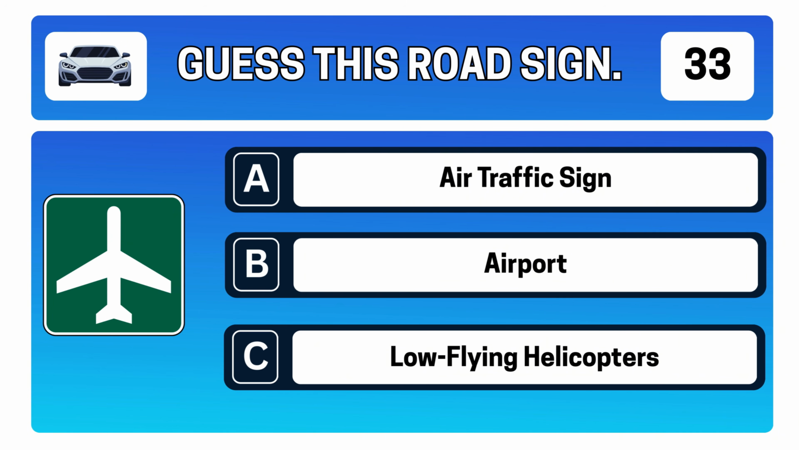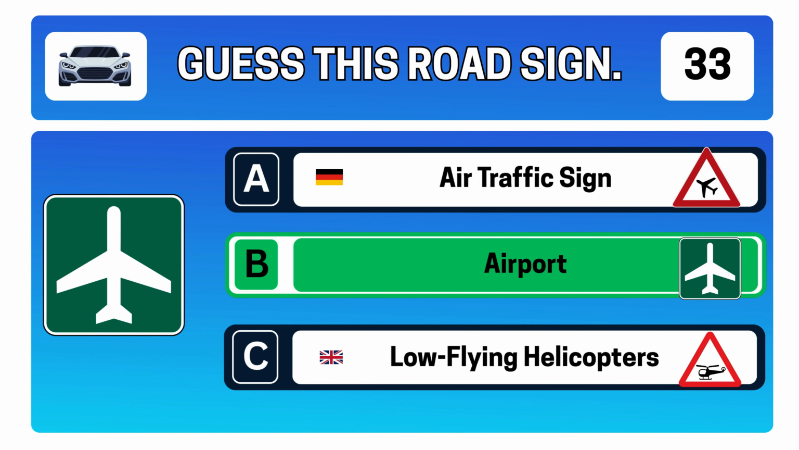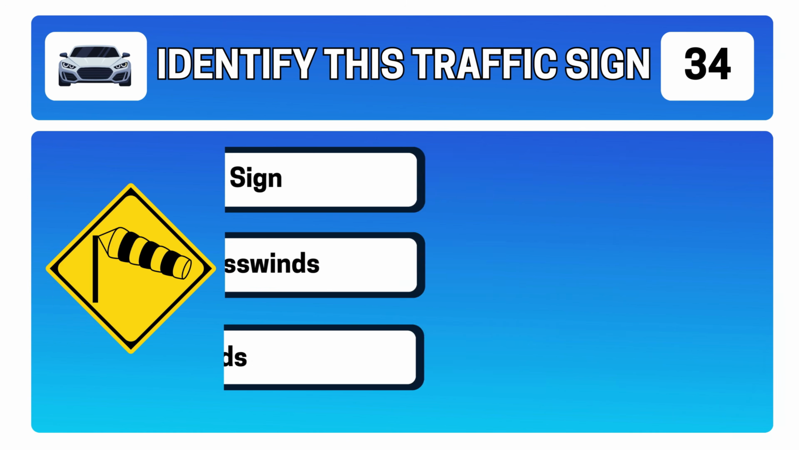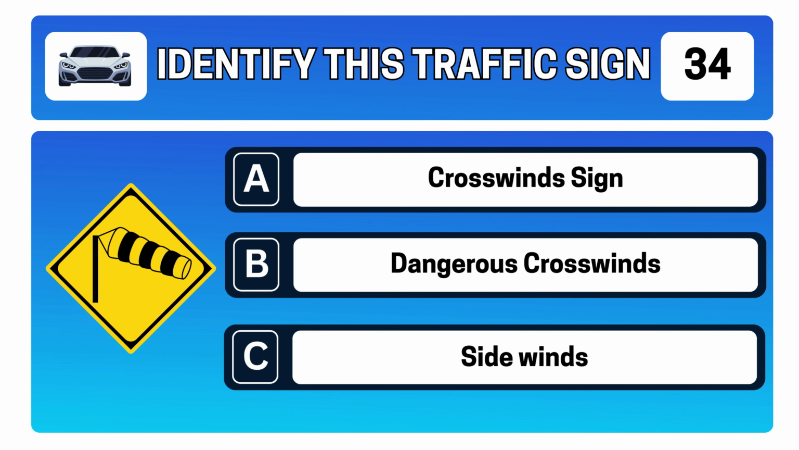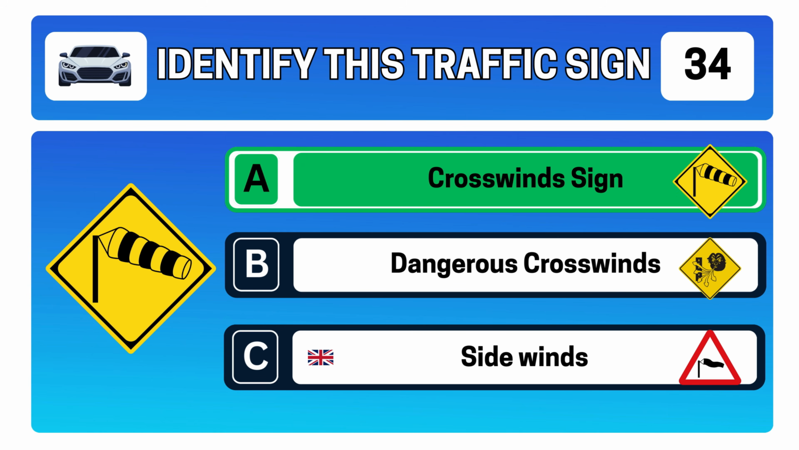Guess this road sign. Nice. It is the airport sign. Identify this traffic sign. Well spotted. It is the crosswind sign.